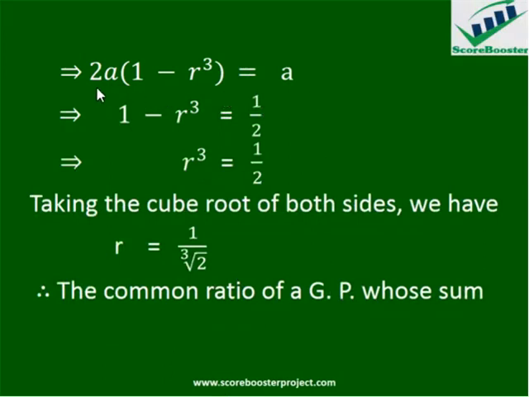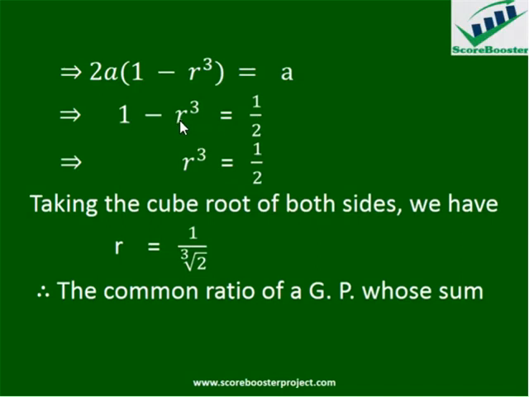So now we can divide both sides by 2A also. We divide both sides of this by 2A. We are left with 1 minus R cubed equals A over 2A. We cancel A, we are left with 1 over 2. So 1 minus R cubed equals 1 over 2.